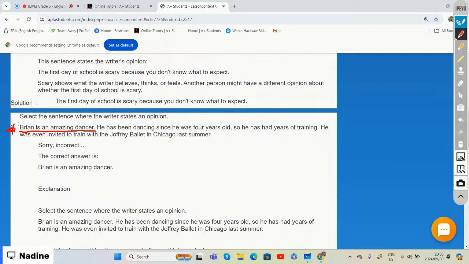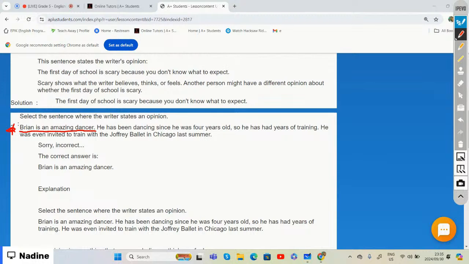Yes, Brian dances very well. He was invited to train with the Joffrey Ballet in Chicago last summer, and he's been dancing since the age of 4. Right, that is factual. But the writer saying Brian is an amazing dancer, that is an opinion.